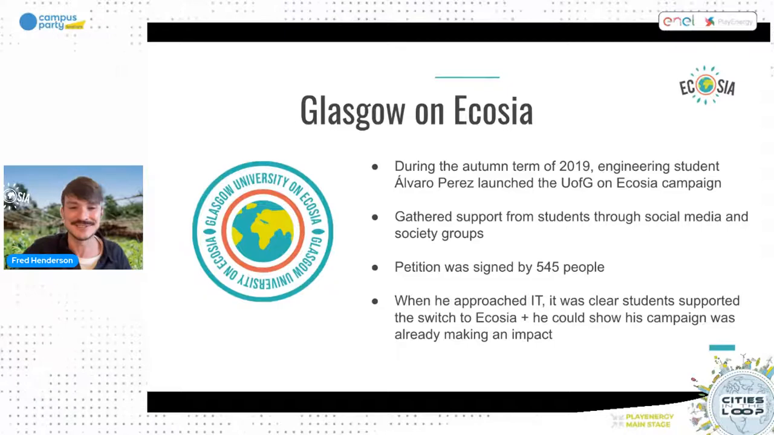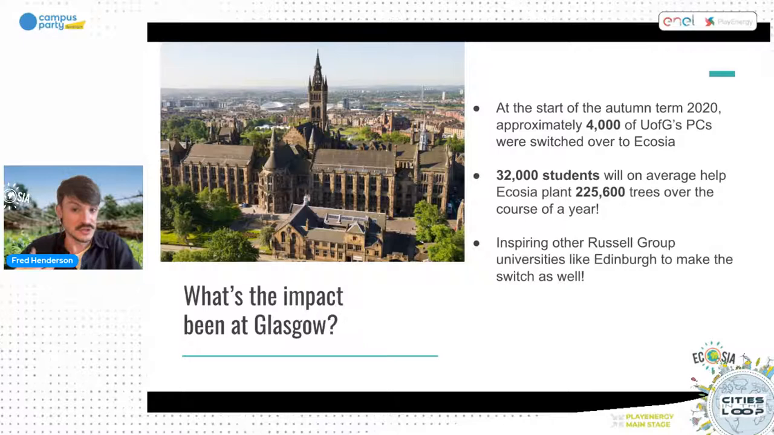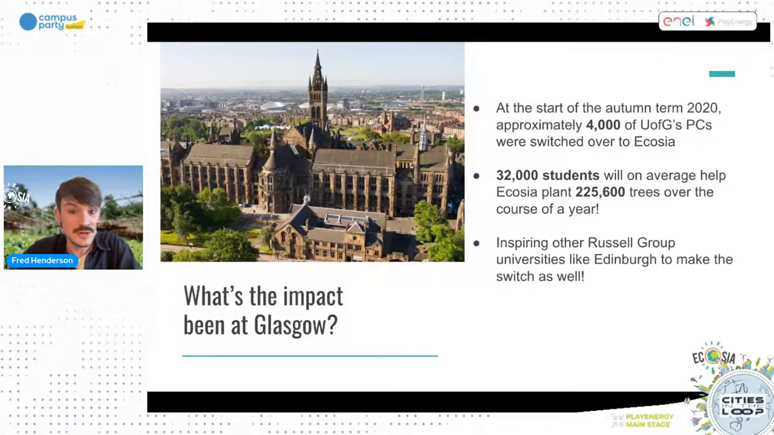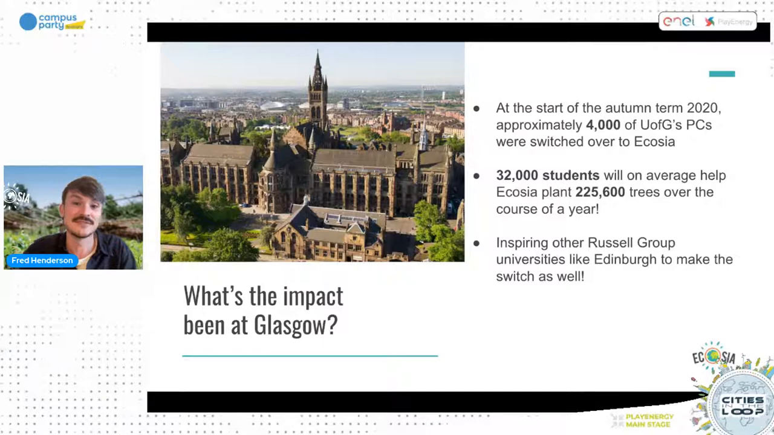And so since the start of the autumn term, over 4,000 computers at the University of Glasgow were switched over to Ecosia. And this was going to, on average, help to plant over 225,000 trees over the course of the year, which is a huge impact when you think about it, and when it's something as simple as changing a university's default search engine. So the impact is really, really massive, and it's something that the universities are keen to get involved with as well.